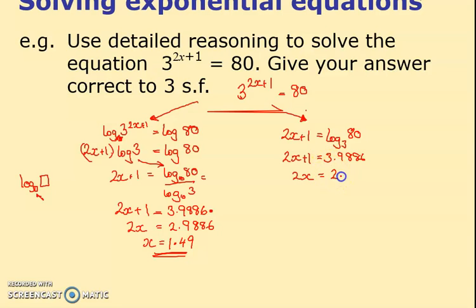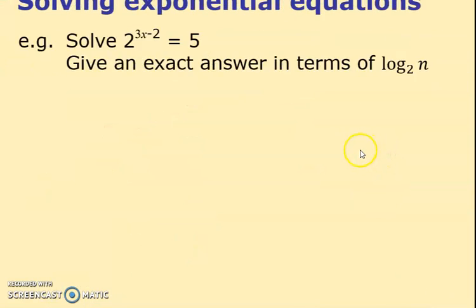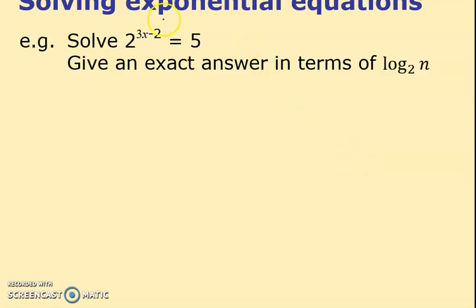Move it over, it's still 2.9886, and divide by 2, it's still 1.49. So look, you can see the amount of work required is much less over here. So from now on, we're going to use that method. Now, 2 to the 3x minus 2.